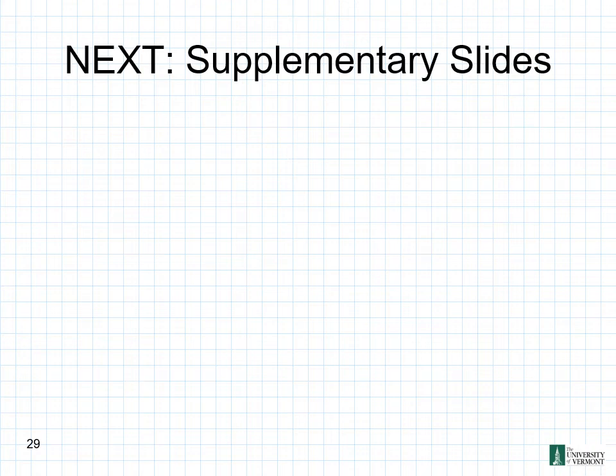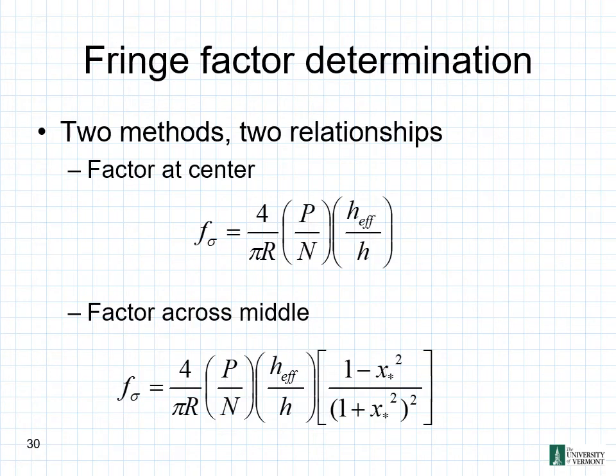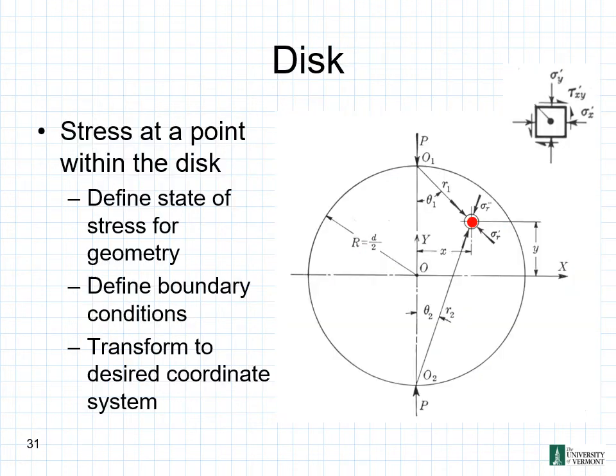So the next thing we have here is our supplementary slides. So these slides here, I'm just going to go through these pretty quickly for you. You can look back through these. A good way to relate back to these general equations for specific applications as you're going through. So in this case here, we have two methods, two relationships. You have your factor at the center and your factor across the middle for these special cases here. So we can see the associated equations you can reference back to in these slides for both of those two cases for fringe factor determination.